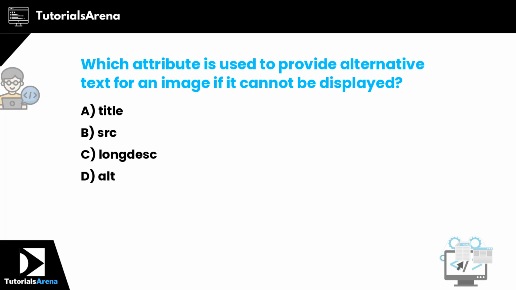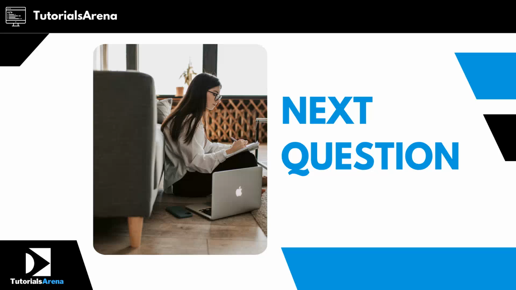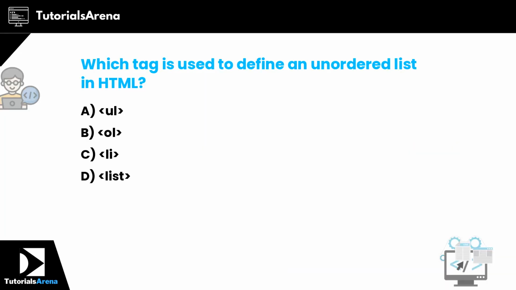Which attribute is used to provide alternative text for an image if it cannot be displayed? The correct answer is option D, alt. Which tag is used to define an unordered list in HTML? The correct answer is option A, ul.